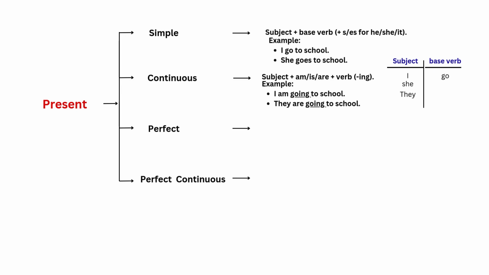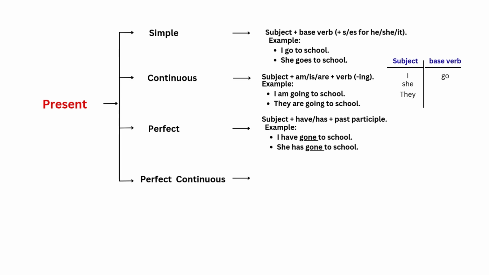Here, they is the subject referring to a group of people performing the action. Are is the form of the verb to be used with plural subjects, like they in the present continuous. Going is the verb. To school is the object.